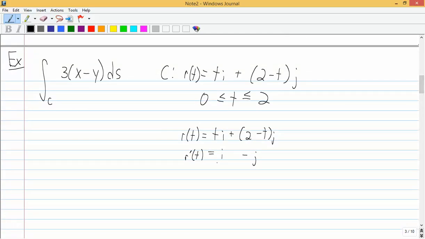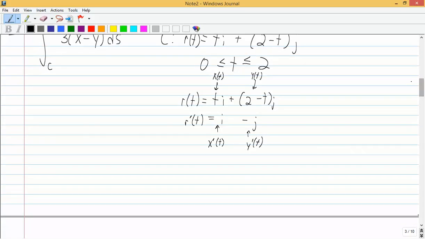So you can see this right here is x of t. This right here is y of t. So that means that we have x prime of t, it's 1, and we have y prime of t, it's negative 1. Now our interval here was from 0 to 2. So my integral is going to be from 0 to 2, because t is between 0 and 2.